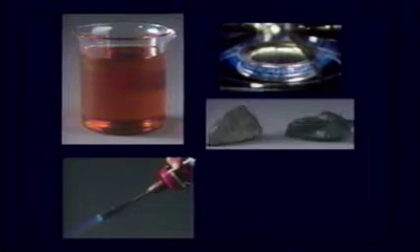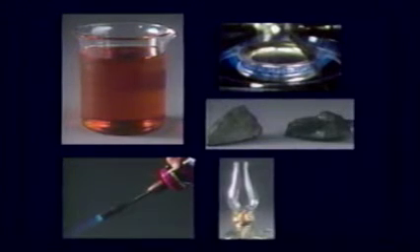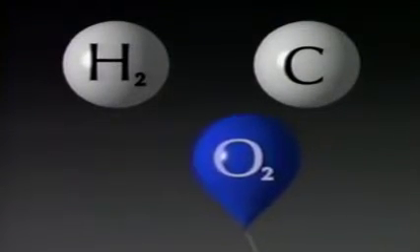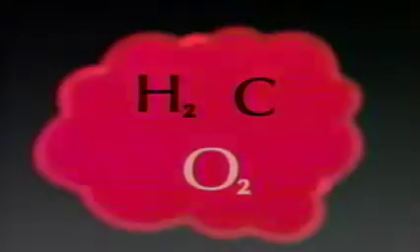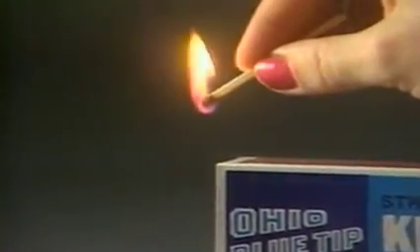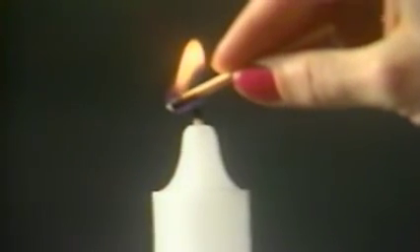Fuel oil is just one of the many hydrocarbons that can be burned or oxidized. Other hydrocarbons are natural gas, propane, coal, alcohol, and an ordinary candle. Hydrogen, carbon, and oxygen need to be ignited with sufficient heat in order for oxidation to begin. This ignition can come from a spark or from another flame.